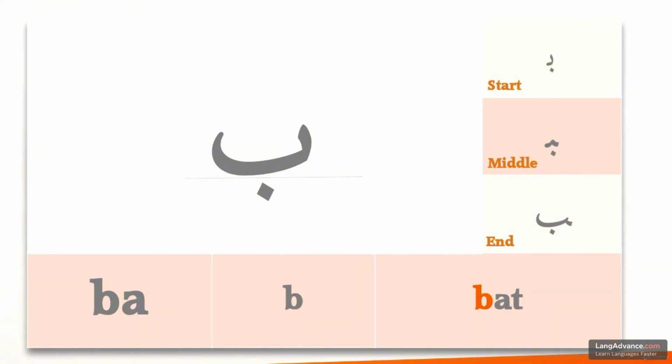The next letter in the alphabet is B, and it sounds the same as we say in bat. So the sound is B. This is how we write it at the beginning of a word. This is the middle of a word, and at the end, it's shaped like that. And in the Arabic chat script, we can write it as simply a B.